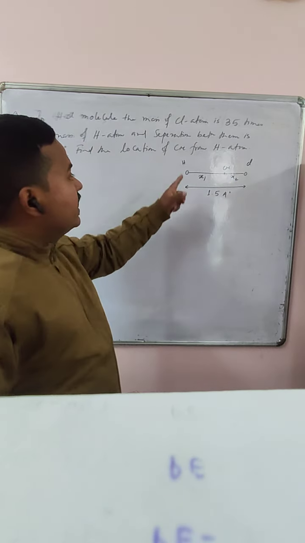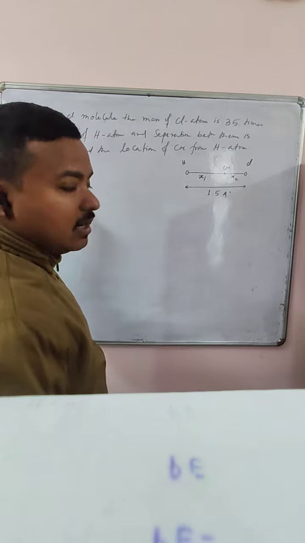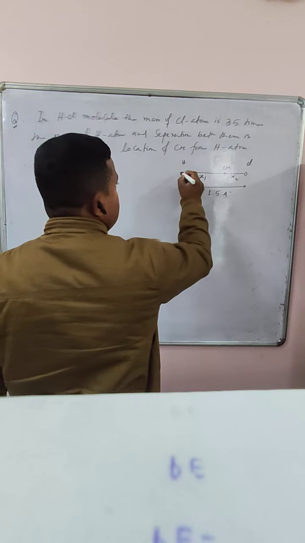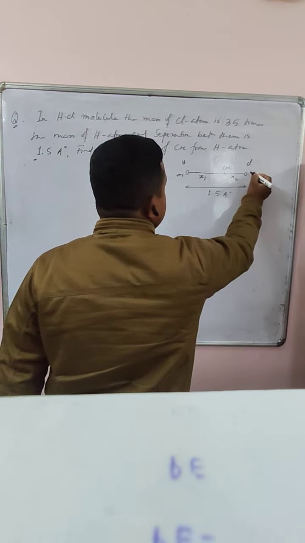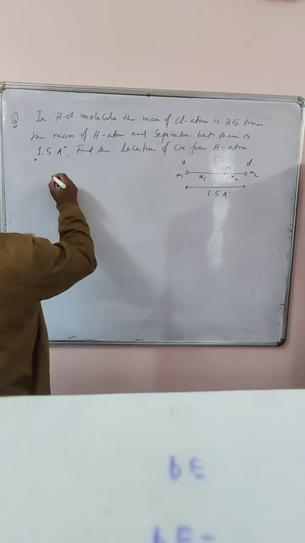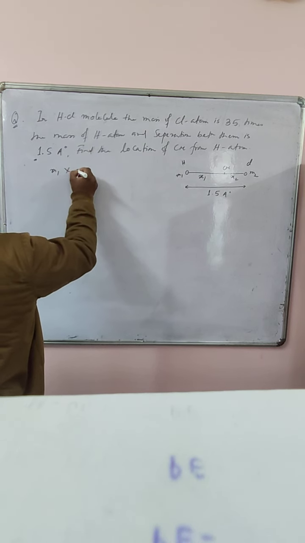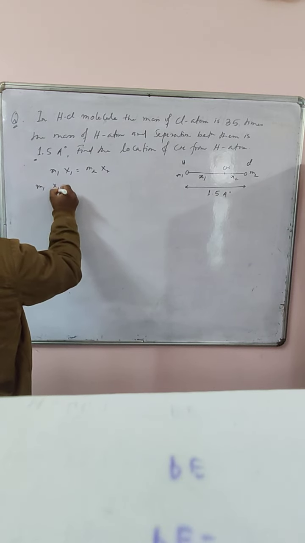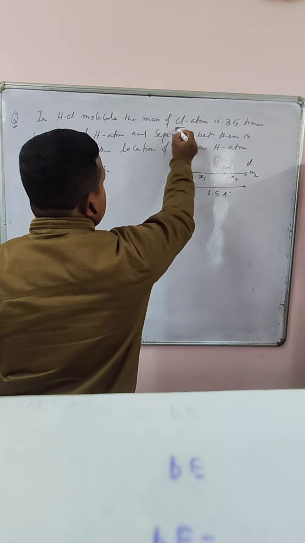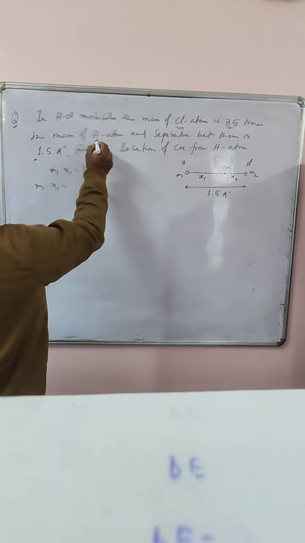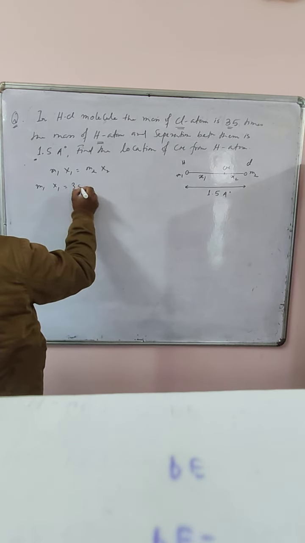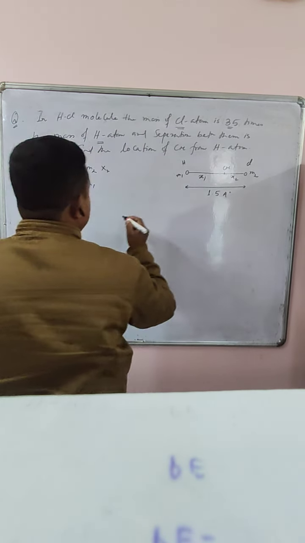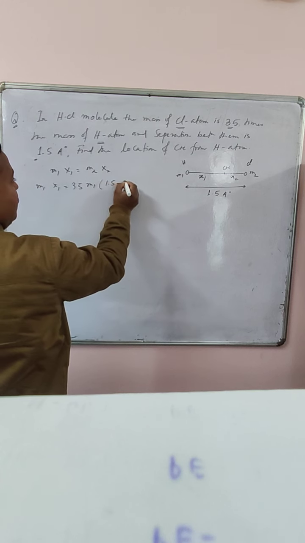So here you see it is a two particle system. So you consider the relation that I have explained, m1 x1 equal to m2 x2. Suppose mass of hydrogen is m1 and for chlorine m2. So m1 x1 equal to m2 x2. It is given mass of chlorine atom is 35 times the mass of hydrogen atom, so m2 you can write 35 m1. And x2 you can write 1.5 minus x1.